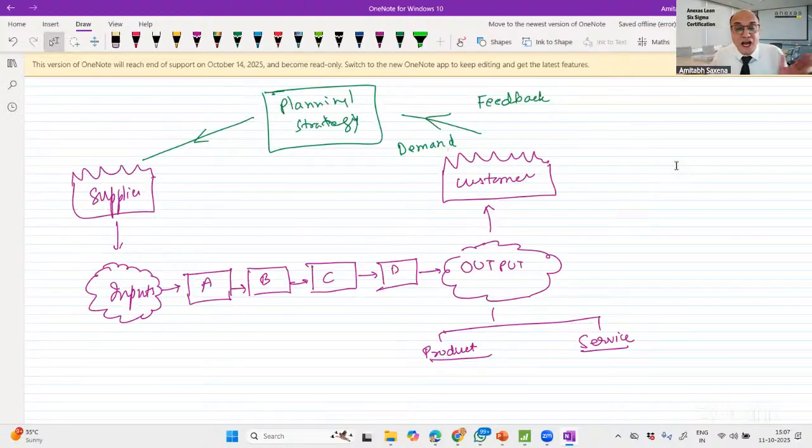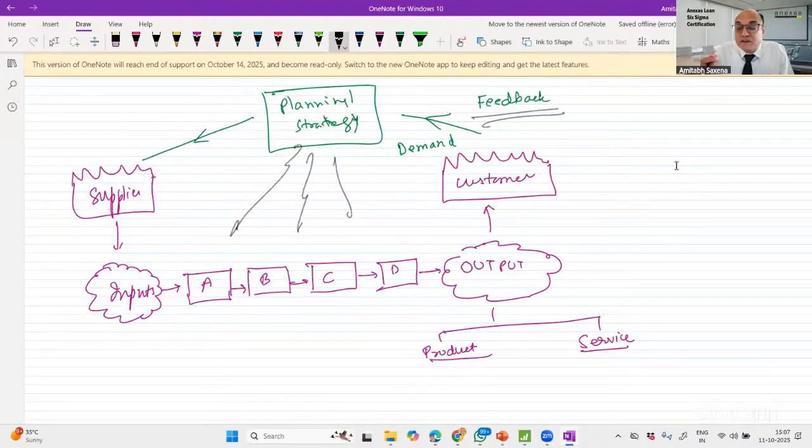Coming back, I have got this planning and strategy department telling suppliers to provide the inputs. And based on the feedback of the customers, the planning and strategy team tells them to change the parameters, change the SOP of the processes. They tell Department A, Department B, Department C, they give some information, sometimes the change in SOPs or change in parameters.